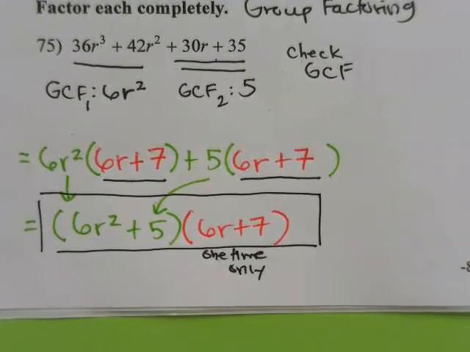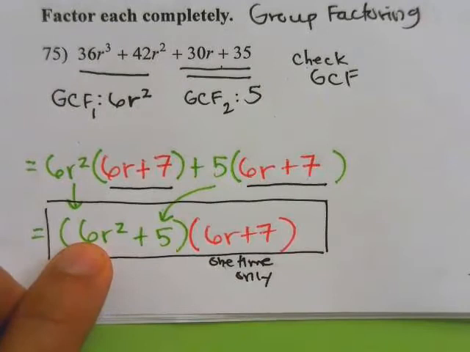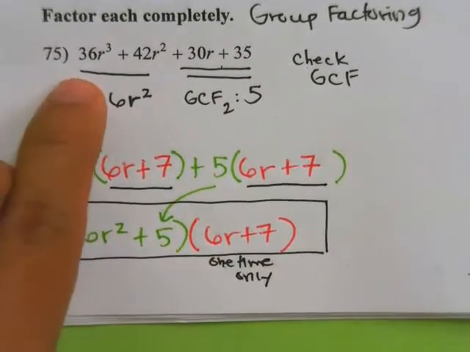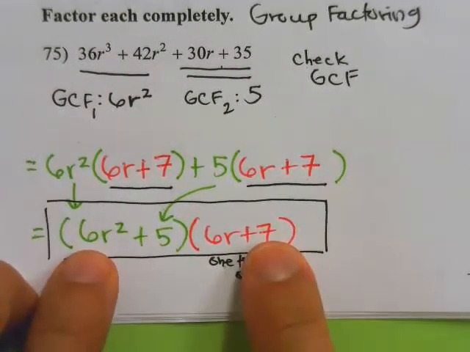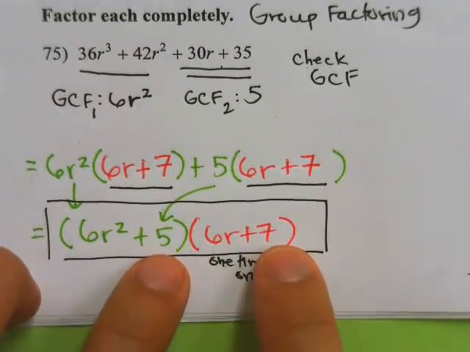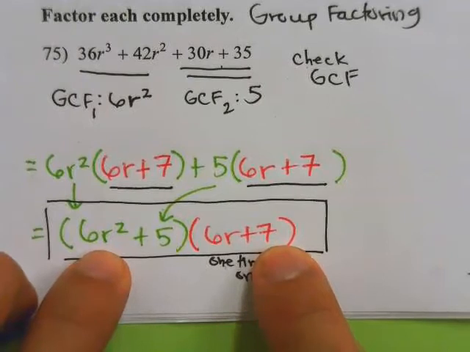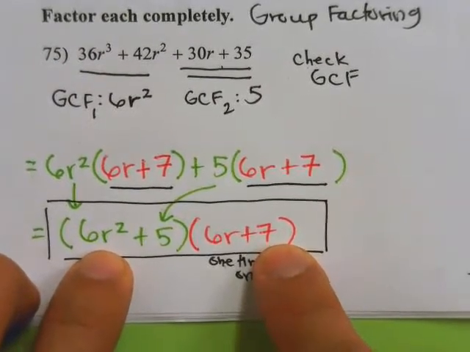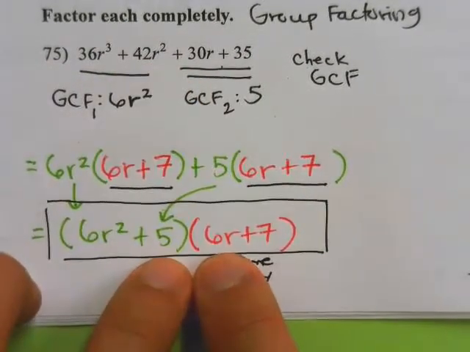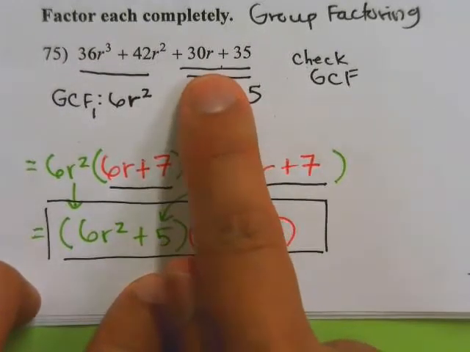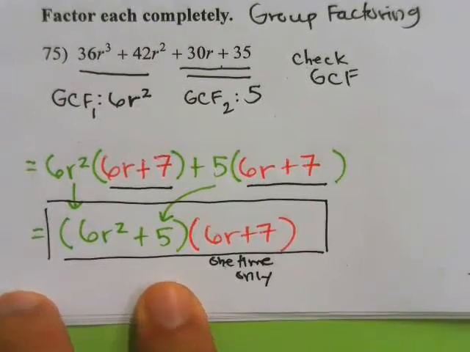Again, if you want to check your work, you can do FOIL or box method. 6R squared times 6R is 36R cubed. And then you're going to go your outer, inner, and last. 5 times 7 is 35. 6R squared times 7 is 42R squared, which is over here. And then 5 times 6R is 30R, which is right over here. Okay, so that is 75.